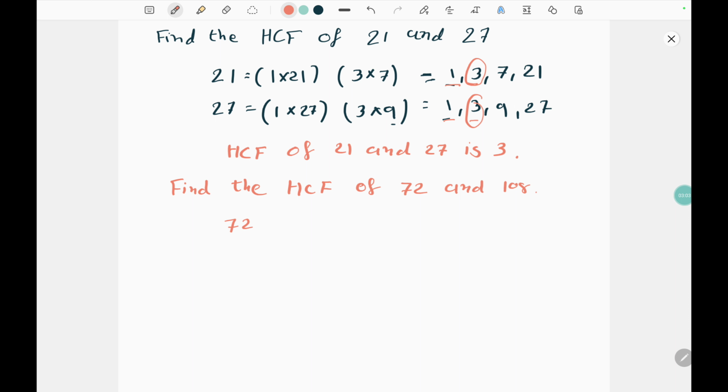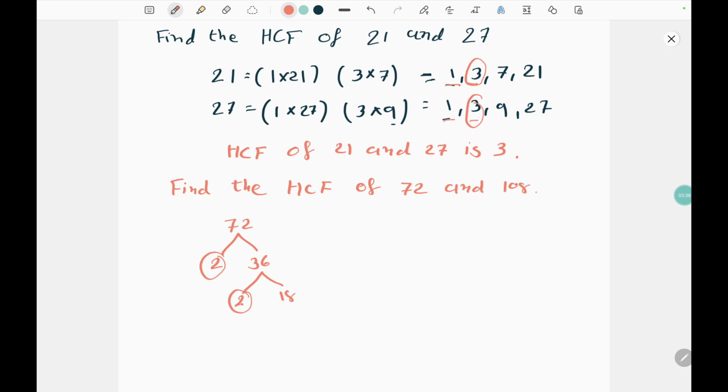So the other way to find out HCF is writing the product of prime factors. And to find the product of prime factors, we are going to first make the tree diagram. So to make the tree diagram, I will find 2 factors of 72, which is 2 times 36. Now 2 is a prime number, so no need to go any further, but 36 can be factorized. Again 2 times 18 is 36.